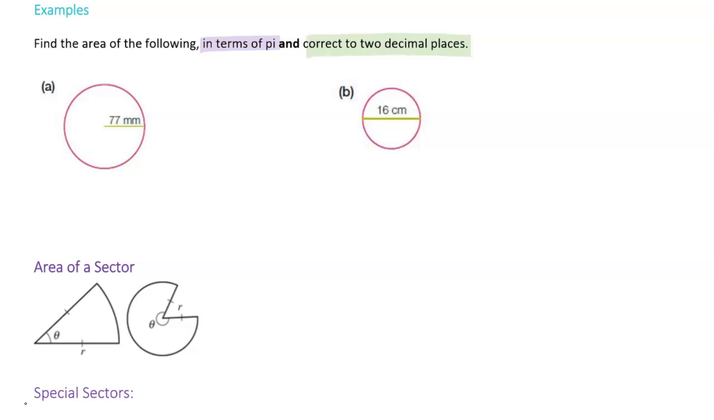We're going to observe our circle. Here we have a circle that has a radius of 77 millimeters. So you might like to label that as r. And we know that area equals pi r squared. So remember we talked about doing formula, substitute, answer with units? Same deal here. Now we're going to substitute. We're going to put in pi times the radius, which is 77 squared.